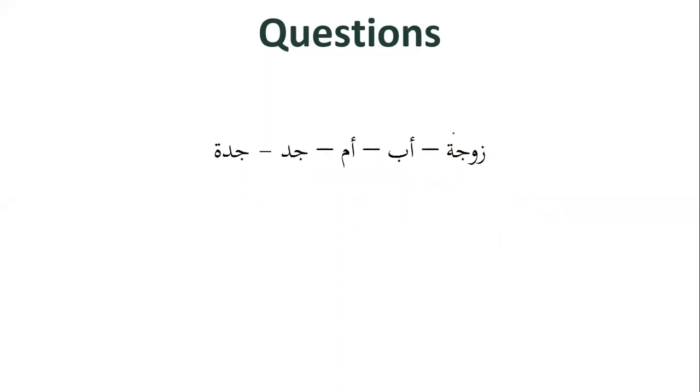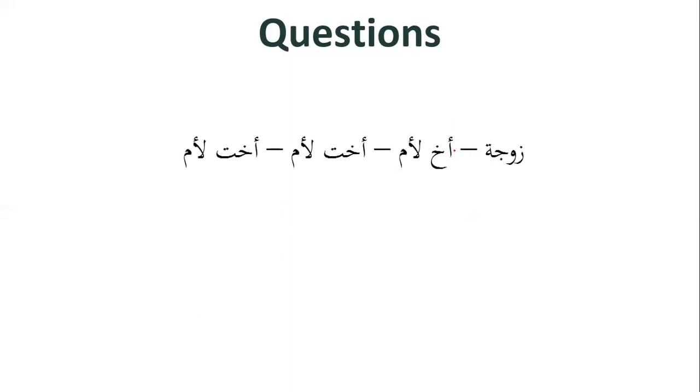In this question, we can see that there are no ibns, no bints, so the zawja will receive 1/4. The ab will be asaba, and the jad will be mahjub. In this question, there's no ibn, there's no bint, so the zawja will receive 1/4. The akh li ummin, ukht li ummin together will receive 1/3.